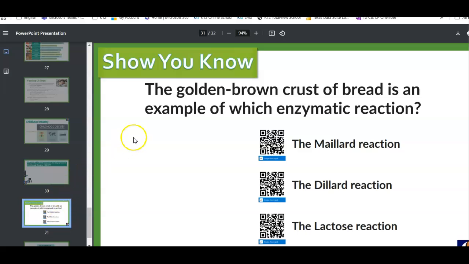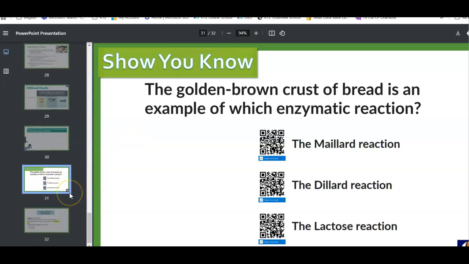And then a little show what you know, which is important because this is on your test. The golden brown crust of bread is an example of which reaction, and that is a Maillard reaction. Remember, that's when the crust turns brown.